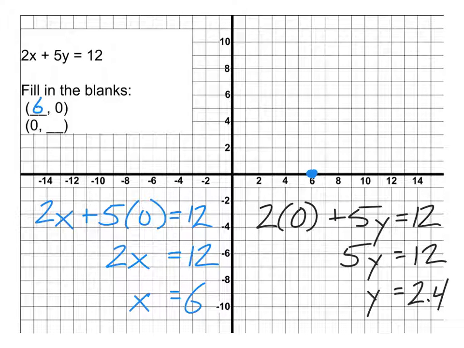Yes, it's a decimal. But now we only have one decimal. I don't have a slope that's awkward to go with the awkward point. And so I can go ahead and plot that point as well.